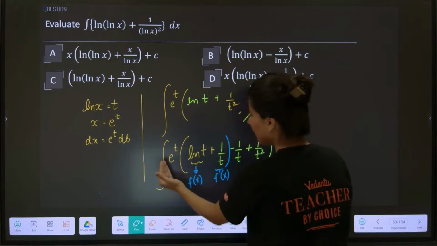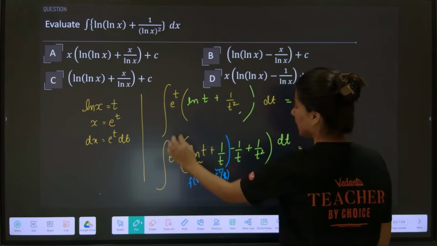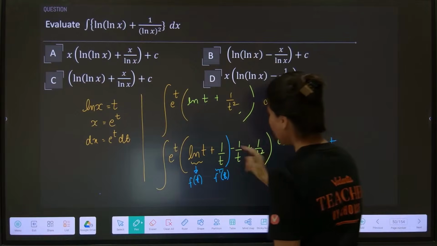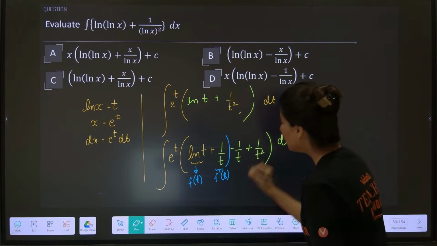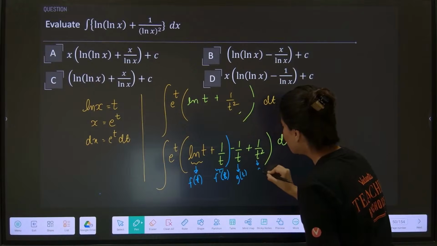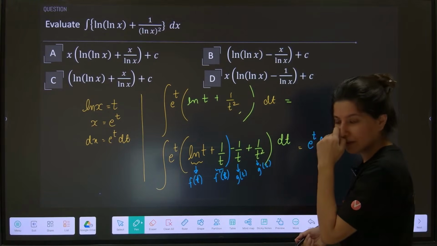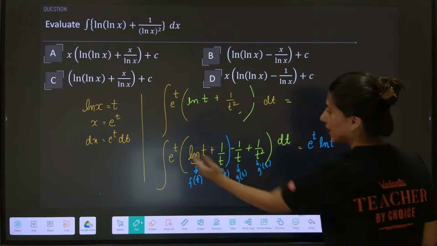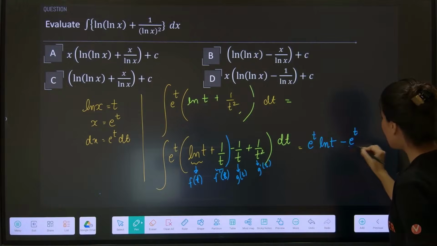The answer would be what? e power, sorry, this is t. The answer would be e power t into f of t. So this part is done. e power t and ln t. Correct? Now if I take the minus sign common, this is 1 by t and minus 1 by t square. If you take minus 1 by t common, this is your g of t and this is your g dash t. Minus sign common, 1 by t derivative is what? Minus 1 by t square. Or you take minus 1 by t only. g t is minus 1 by t, derivative is this. So now again e power t is already there. So this is going to be minus e power t upon t plus c.